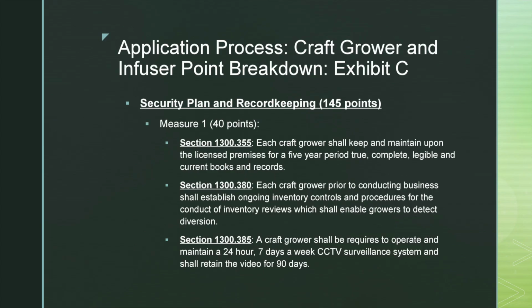Slide 19 goes to Exhibit C, which is security plan and record keeping. This is the second highest point total behind your status as a social equity applicant. Measure 1 is worth 40 points. It details the applicant's security plan, demonstrates its ability to prevent the theft or diversion of cannabis, and how the plan will assist the Illinois State Police Department and local law enforcement in carrying out law enforcement responsibilities.